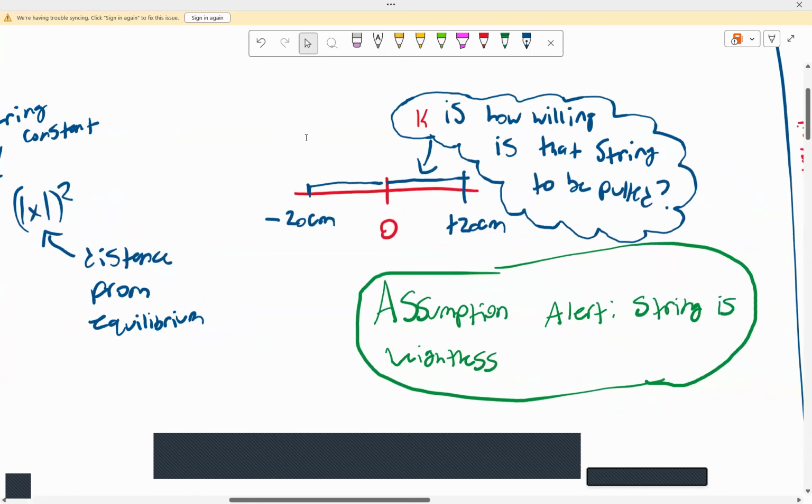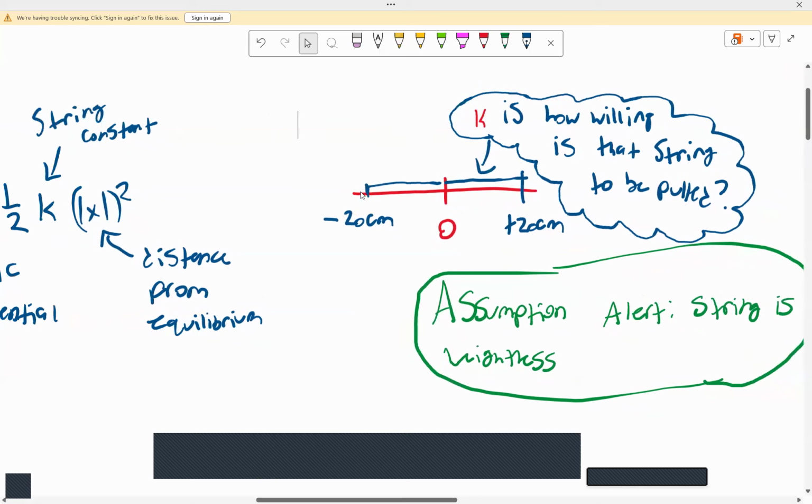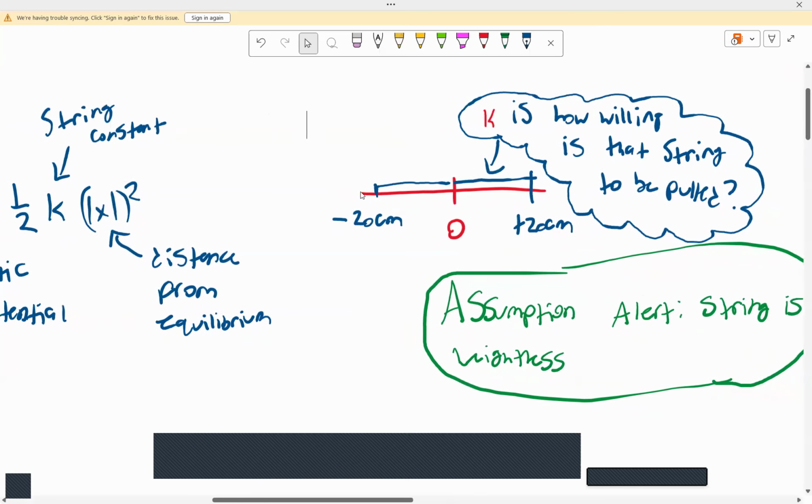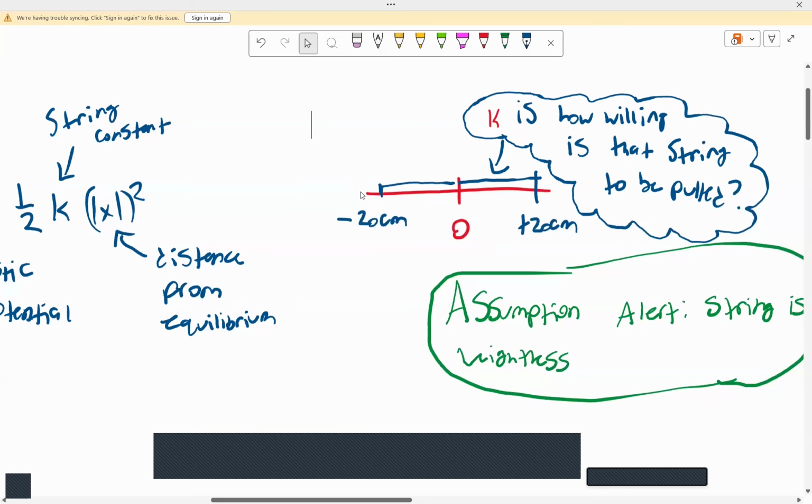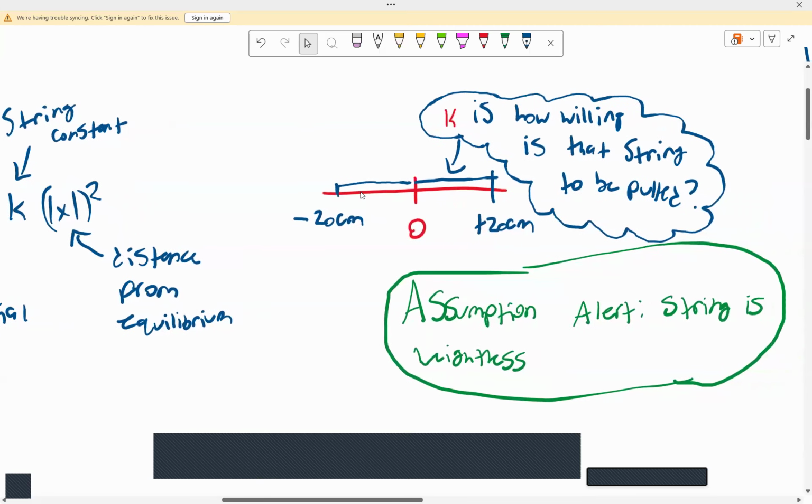Also, an assumption that I like to think about for spring constants and strings in general is that your string is weightless, which, at least for our purposes, is the case. If you go to higher-level physics classes, that is not the case, but I'm not touching that. So that's just something that you have to keep in mind for the MCAT.